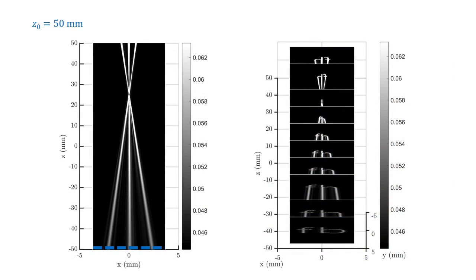Here we fix the input distance and look at the light cone produced by the different image plane slices. The lens is located at z equals 0 mm. Indeed, the light rays get focused at the positive focal length. On the right is a different view of the image slices looking up to the location of the sharpest image at 50 mm.